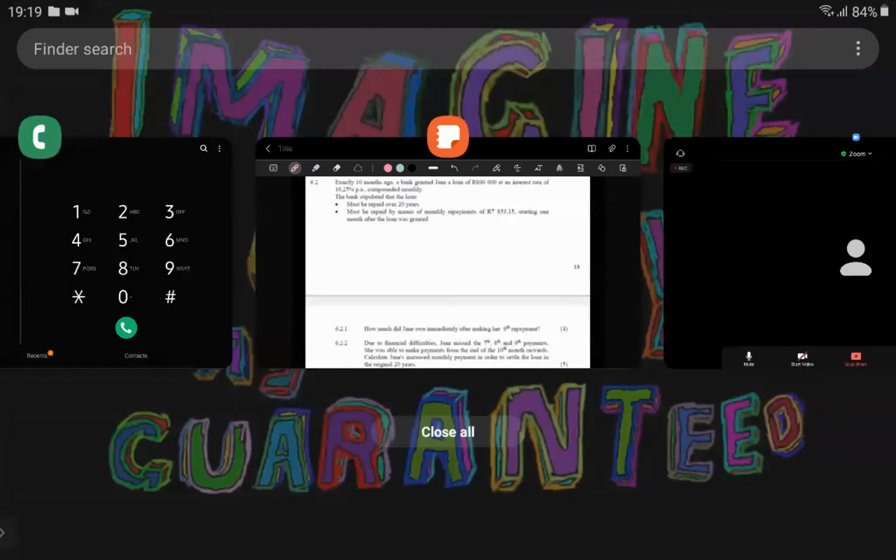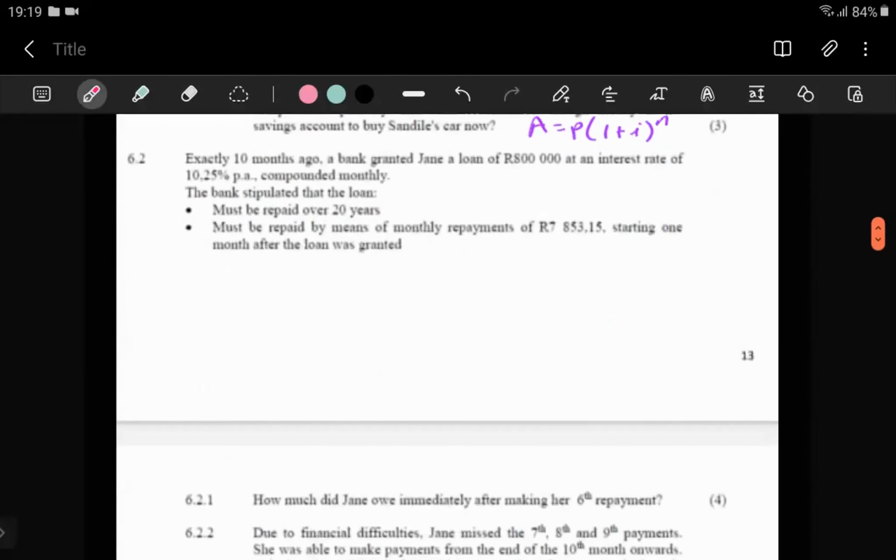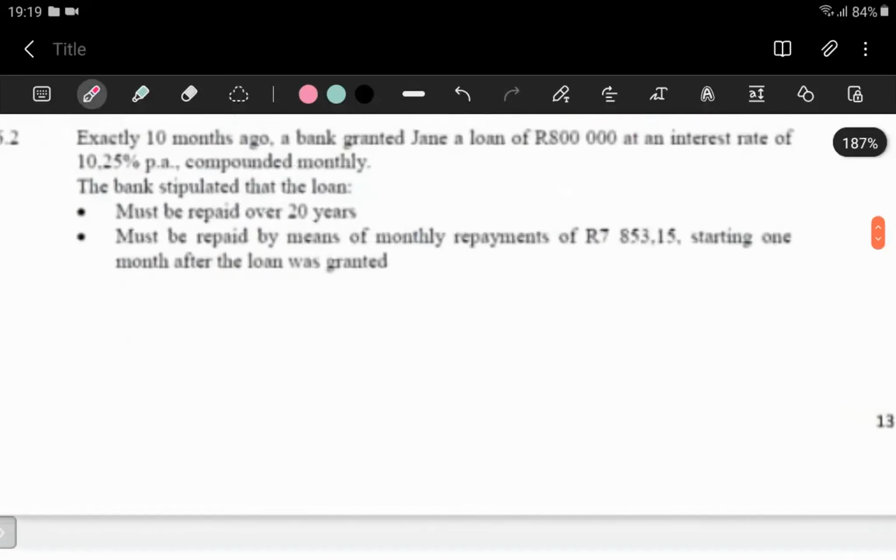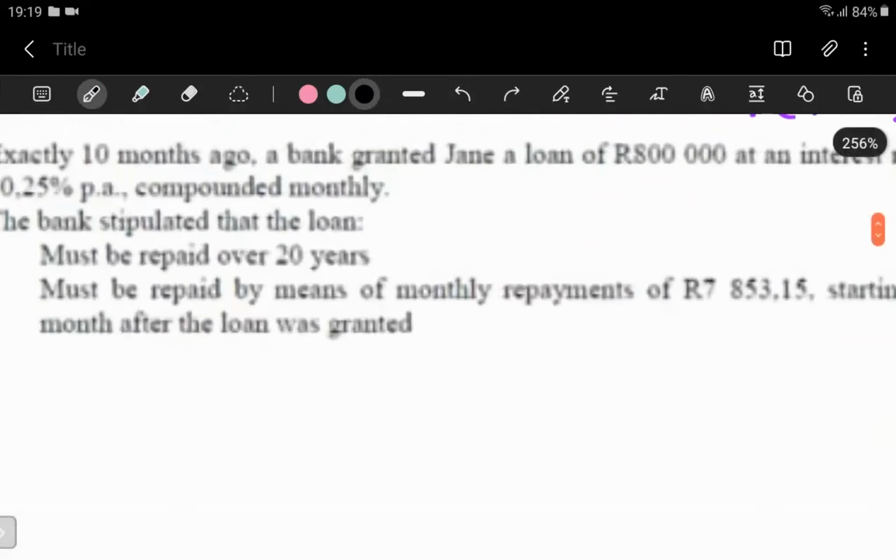So it says here, exactly 10 months ago, a bank granted Jane a loan of 800,000 at an interest rate of 10.25% per annum, compounded monthly. And then it says the bank stipulated that the loan must be repaid over 20 years.